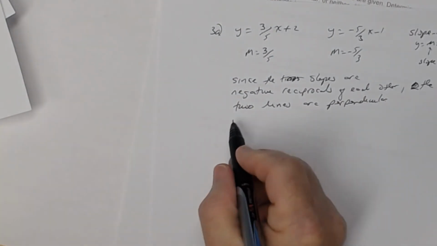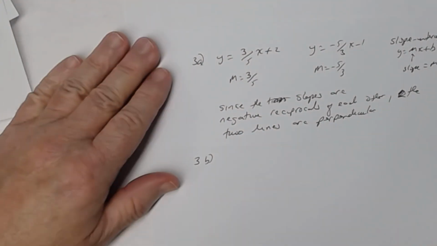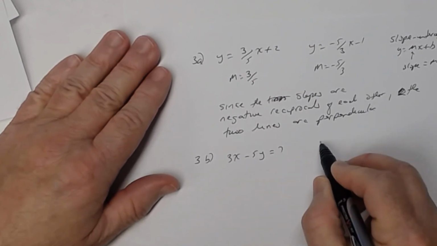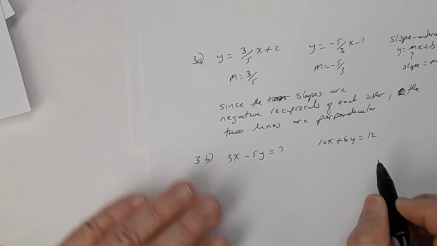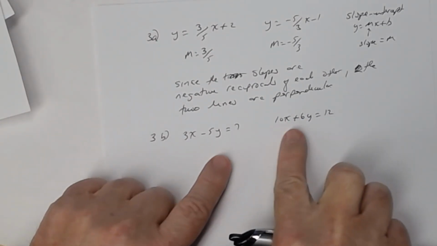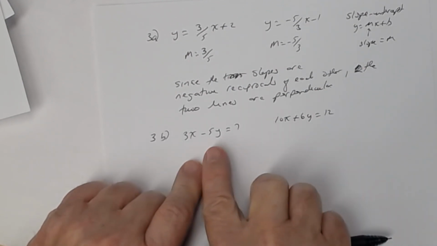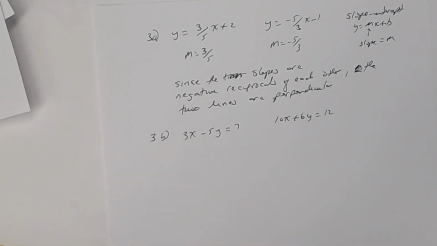Now let's look at 3B. This time you have 3x minus 5y equals 7, and then 10x plus 6y equals 12. Now notice these equations are not in slope-intercept form, so I have to see what that slope is. Let's transform those two equations into slope-intercept form. We're going to get y by itself.